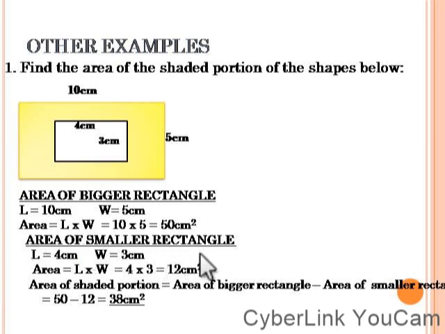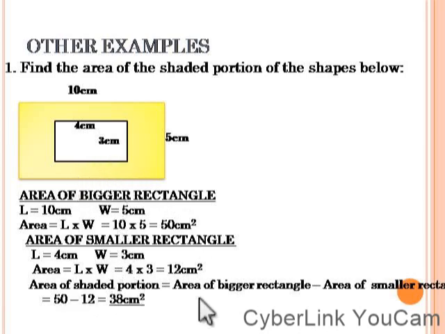Then the area of the smaller rectangle, the one that is not shaded inside here, you have it as what? 4 centimeters as length and 3 centimeters as the width. So the length is 4 centimeters, the width is 3 centimeters. The area of a rectangle is length times width, which is 4 times 3, and it will give us 12 centimeters squared.